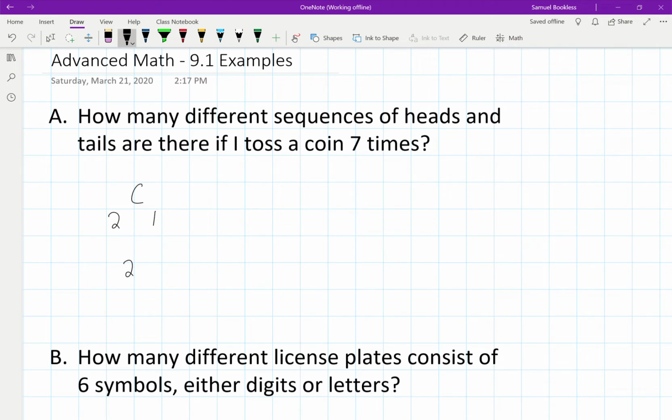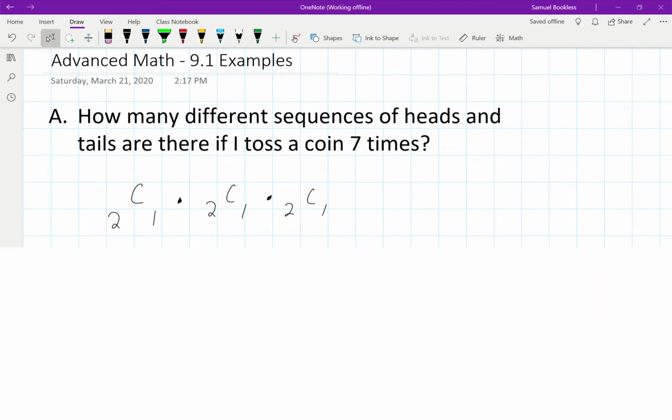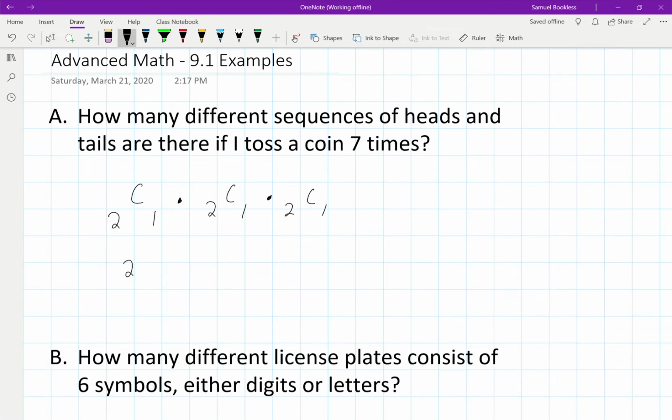Now, that's not all that's happening though. That's only if I flip the coin once. If I flip the coin once, I only have two different options. I either get heads or I get tails. If I flip the coin again and I get 2C1, that would be the second time. Here would be the third time, and so forth. And why I'm multiplying these together is because this is an AND statement.